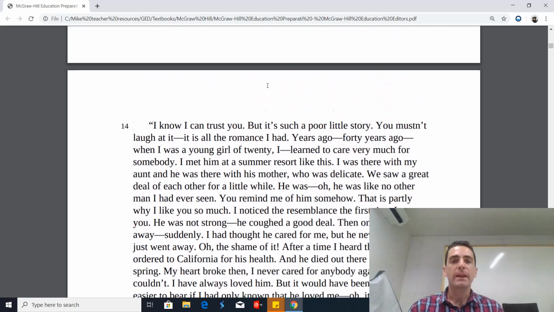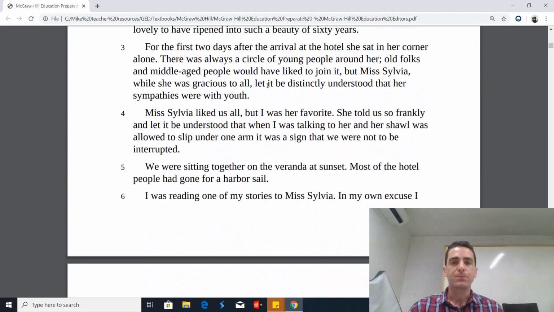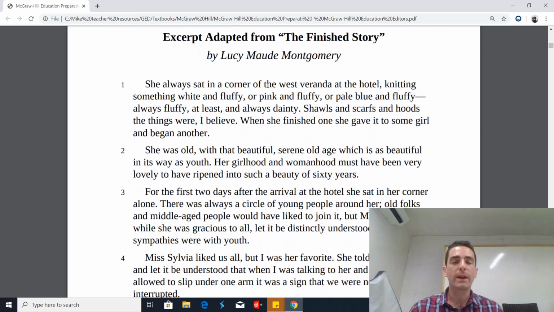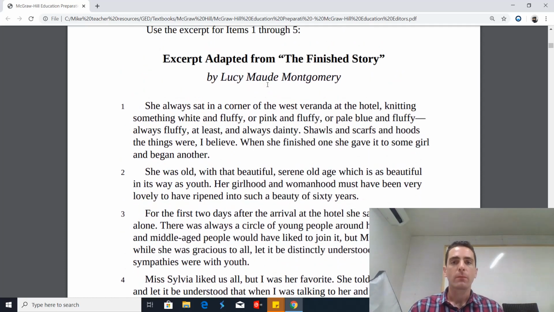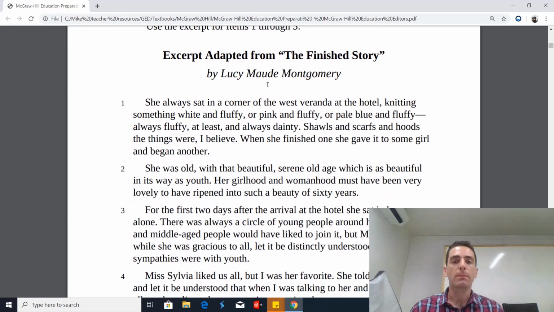Let's dig into the reading itself. As you can see, it's quite long, so you have to go quickly. Let's do it. Okay, The Finished Story by Lucy Maud Montgomery.